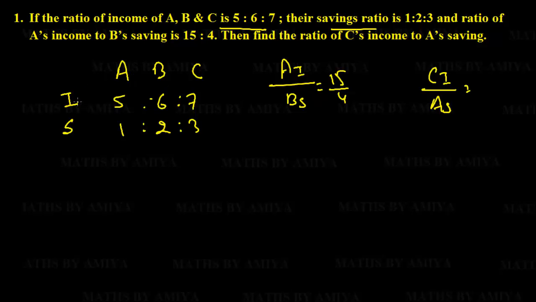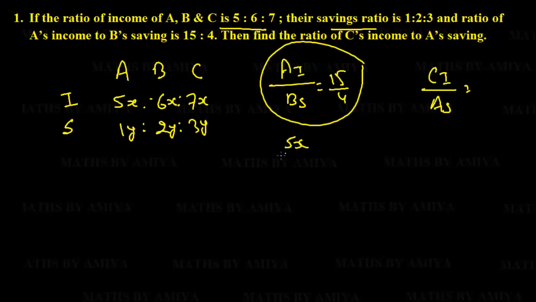Here the first two are income and saving ratios and the third has both the values. So the third is our reference. We have to merge everything with our reference ratio. One method of solving this is to assume this one is 5x, this one is 6x, this one is 7x, and this one is 1y, this one is 2y, this one is 3y. With the third reference we put the values of A's income and B's saving. A's income is 5x and B's saving is 2y, and this is nothing but 15/4.